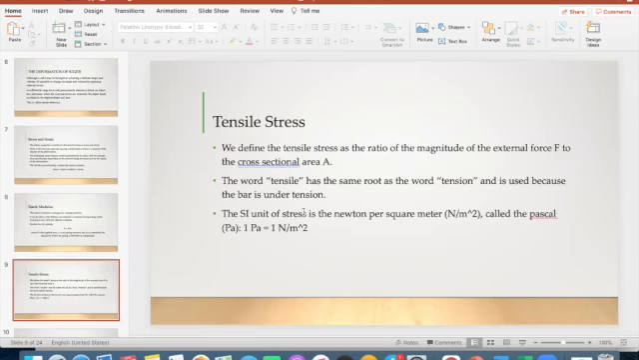Tensile stress, again, this is the ratio of force over area. And we also call this pressure. So the force is in newtons, the area is in meters squared. Don't forget area is length times width. So that's why the meters is squared here. So newtons over meters squared is also called a Pascal. So Pascal is the SI unit for stress and or pressure.